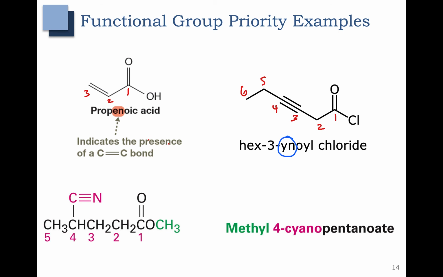In this example here, we have an ester. It's a methyl ester, so that's why there's that methyl in front. We also have the ester taking priority over the nitrile because it has 3 bonds to oxygen versus 3 bonds to nitrogen. So the nitrile turns into a prefix and becomes a cyano group at position 4. We have a 5-carbon chain, so we end up with a pentanoate.